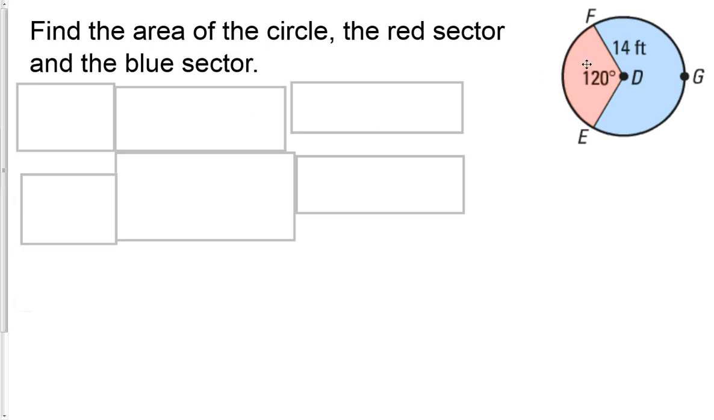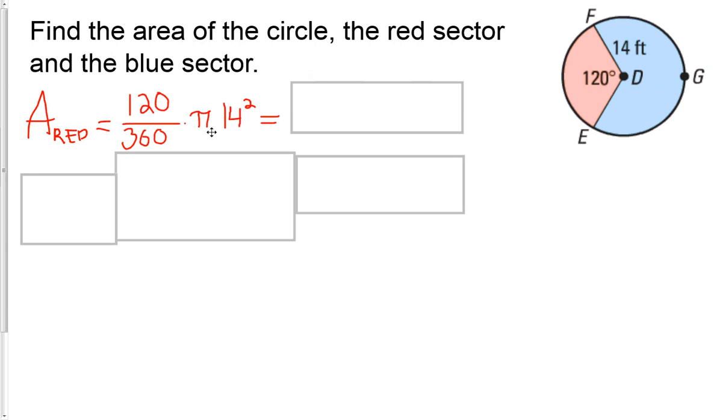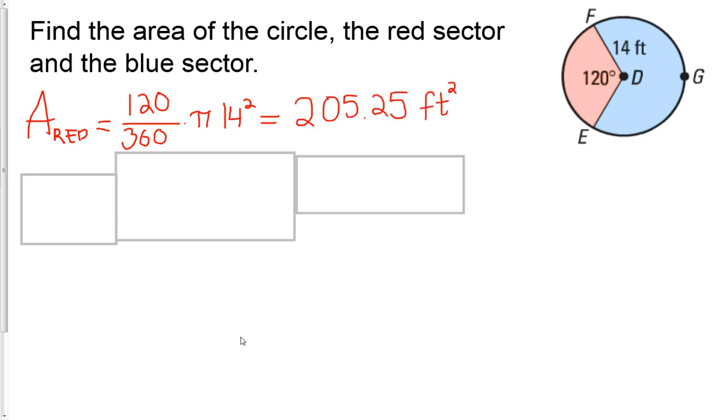So find the area of the red and blue sectors. Well, the red sector has an angle of 120, so we would do 120 over 360 times pi r squared with radius being 14, and you just plug that in. That would be 1/3 of the area, which is 205.25 feet squared. We use square feet because we are now finding area.